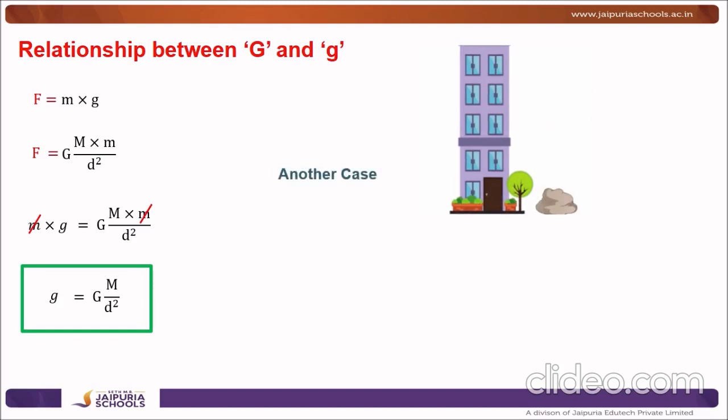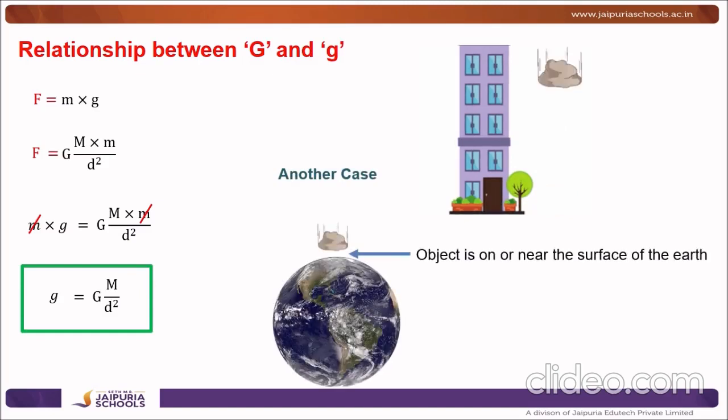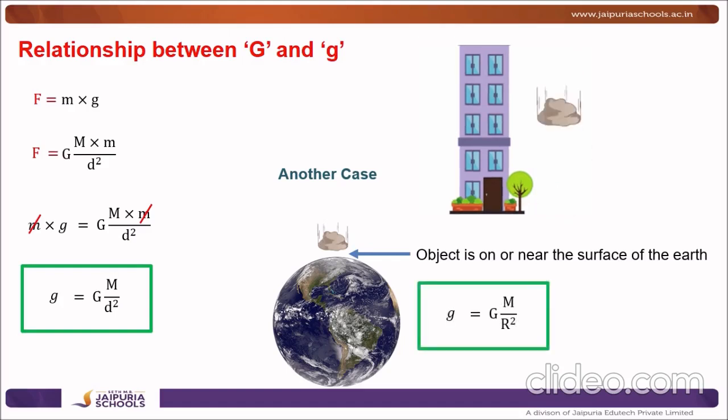But in another case, where the object is very nearby, or we can say on the surface of the earth, our formula will be g equals capital G into mass of the earth divided by r square. In this case, r is the radius of the earth. So whenever the object is on the surface of the earth, we will use r, the radius of the earth, instead of d.